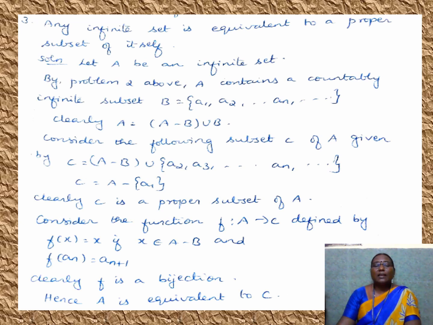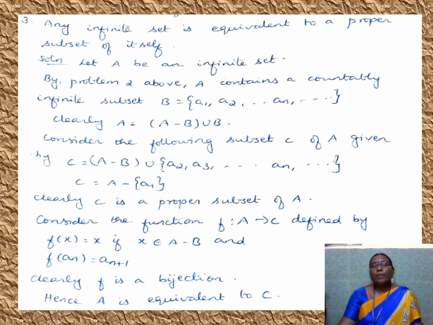Then using set theoretical notation, I can write A equal to (A minus B) union B. Then I consider the set C, which is a subset of A, as C equal to (A minus B) union {a2, a3, etc.}. That is, I delete the elements of B from A and join the elements a2, a3, etc. Then what will happen? From A, I am deleting only the first element a1. So what is my C? C equal to A minus the singleton {a1}. So I am deleting one element from A, and C is a proper subset of A.